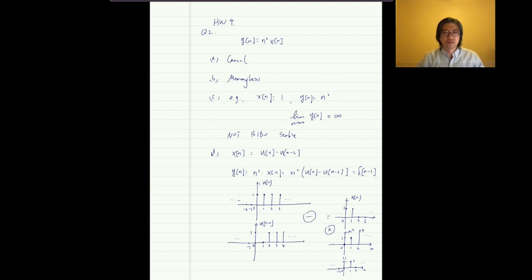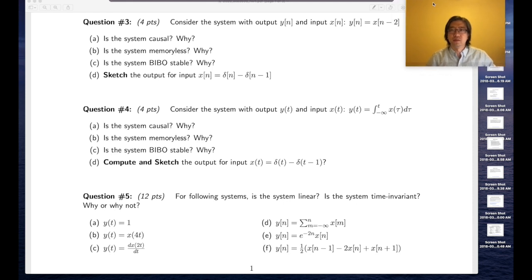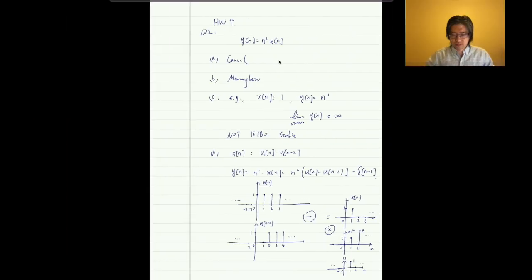Next, let's see our second question. Okay, our second question is this one. So again, it's very similar to the first one, but the difference is that now the system is different, right? So what this system does is that it's going to shift the input signal to the right by 2 units, right? It's like a delay by 2 time units. Okay, so now let's see the solution for this question.